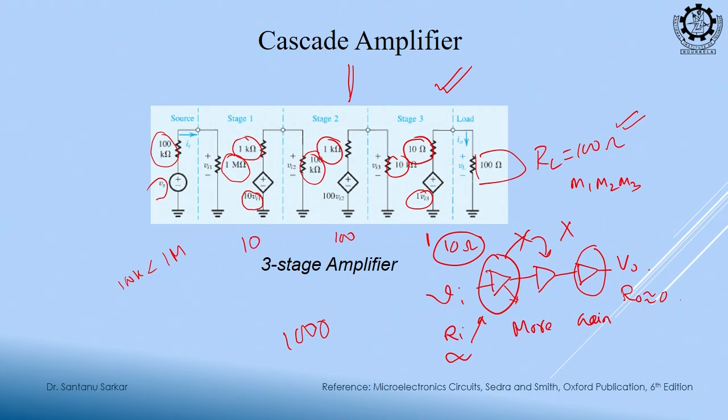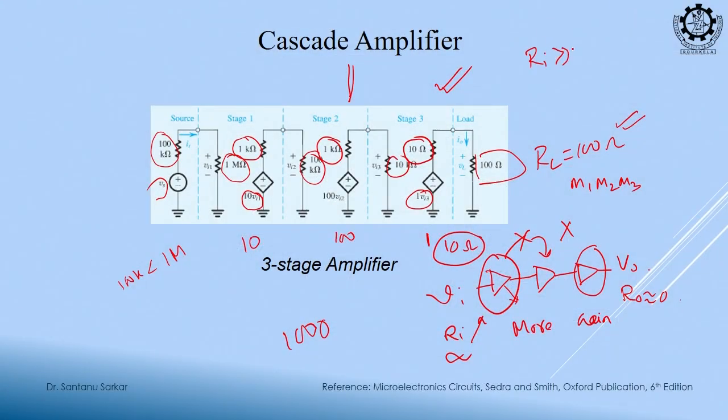So, to match the loading criteria, what was the criteria? That Ri should be much greater than Rs, remember op amp infinite input impedance, and Ro should be much less than RL. So always remember these two, then you will have no confusion.